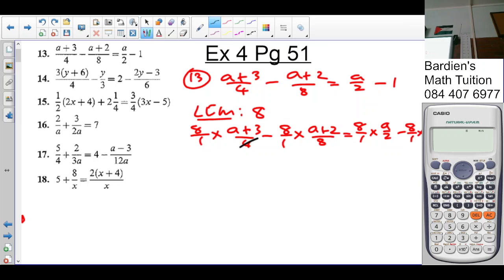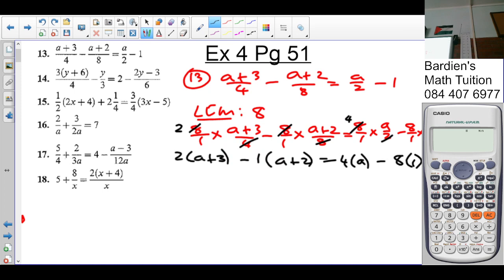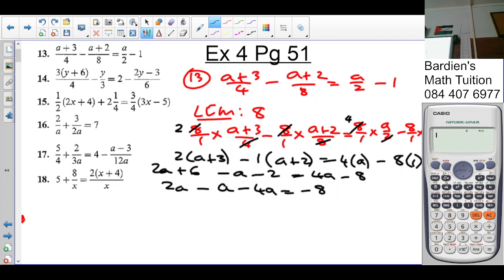Carry on. Minus 1 into a plus 2 is equal to 4 into a minus 8 into 2a plus 6, minus 8 minus 2, is equal to 4a minus 8. Right, 2a minus 8 minus 4a is equal to negative 8 minus 6.